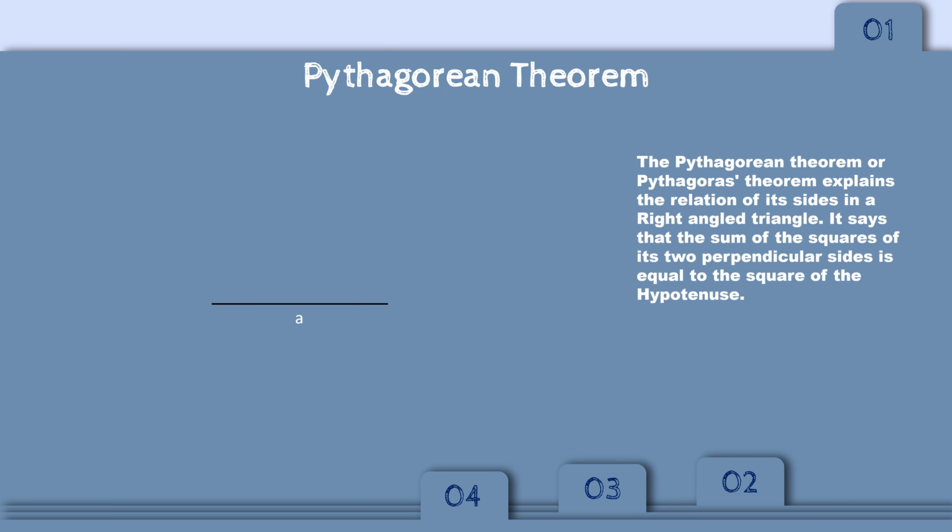Consider a triangle in which we have a side A which intersects with another side called side B, such that they both make a 90-degree angle or a right angle, so they are mutually perpendicular to each other. The third side C, which connects both A and B, has the largest length in the triangle. It is always opposite to the right angle and is known as the hypotenuse. We can call side A adjacent or base and side B height, altitude or perpendicular.